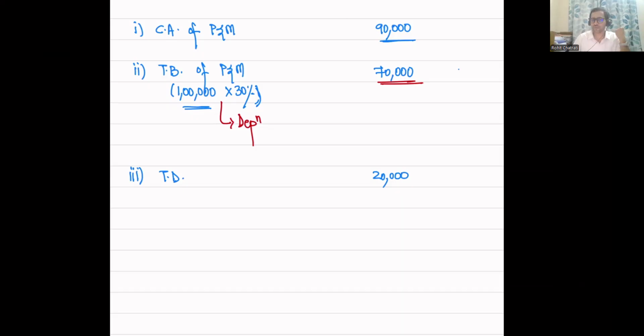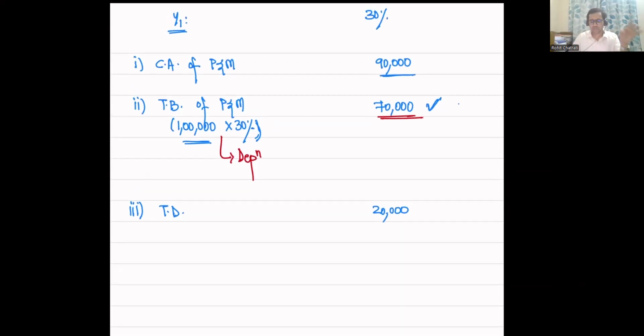Against that 90,000 of future taxable income, I will be allowed a deduction of depreciation of 70,000. 1 lakh was the cost, 30% has been allowed in year one, which means the remaining 70,000 will be allowed in future.